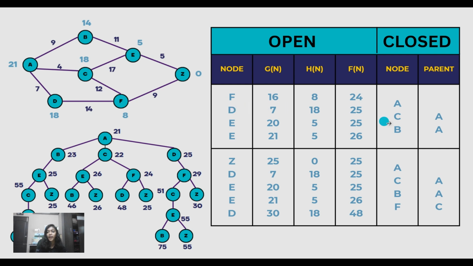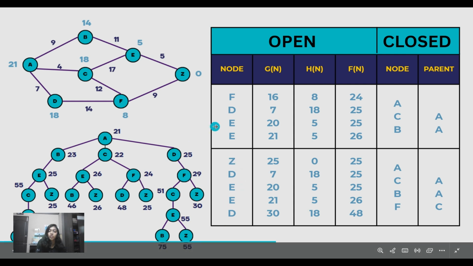So as I have expanded B, I will write it in the closed column. And the parent for B is A. So I will write A in the parent subcolumn. As you can see here, F has the least f of n value. So in the next step, I will start exploring the children of F. F with a f of n value of 24 has children D and Z. So I will write D and Z here with the leftover nodes from the previous step.